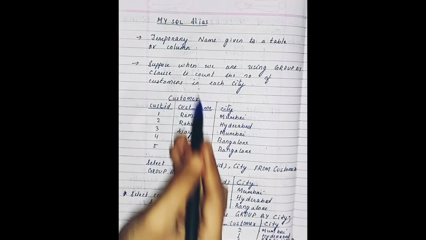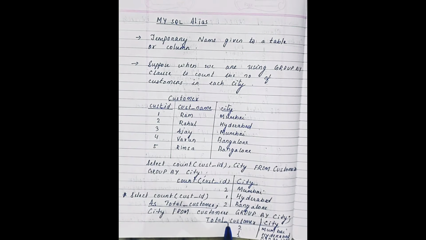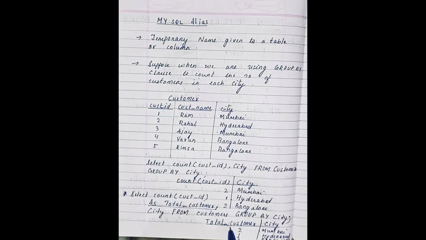So basically alias are the temporary name given to the table or column. Here we are changing the COUNT(cust_ID) name to total customer. I hope you are clear about the alias of MySQL.